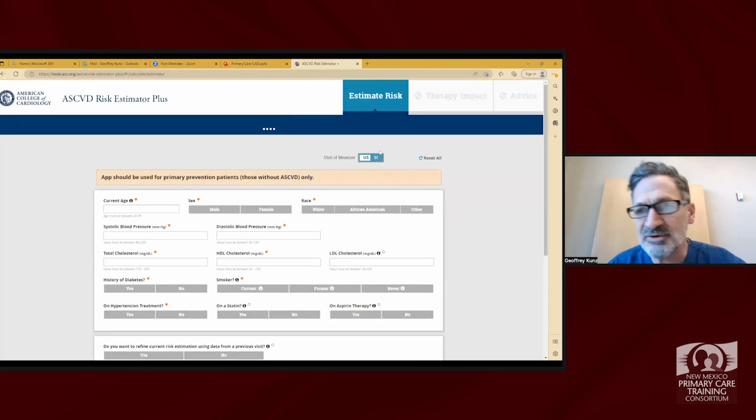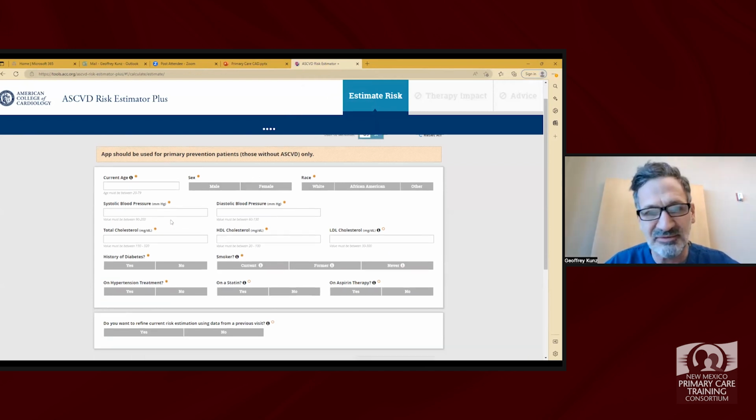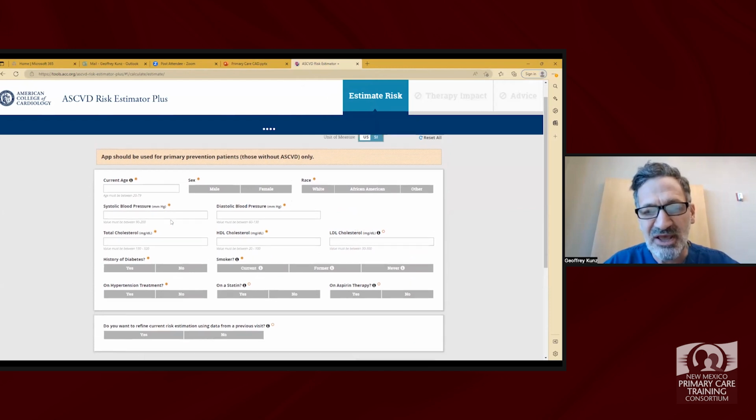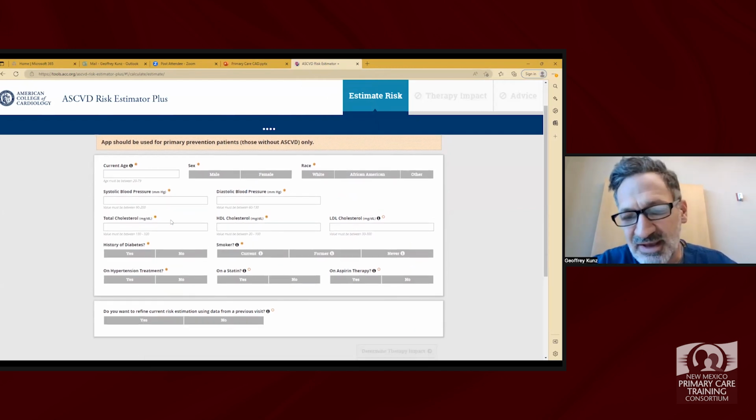It's an online calculator where you can put in some very simple demographics and lab values for your patient. And what you'll get is an estimation based on a massive analysis of pooled data from tens of thousands of patients. You can get someone's predicted 10-year risk of having a first cardiovascular event. It doesn't take very long. It doesn't take a lot of information from the patient. I'm gonna demonstrate it for you now.